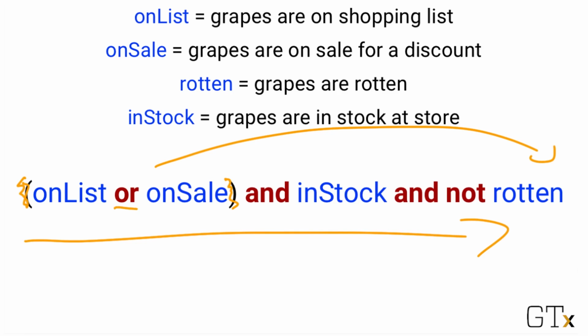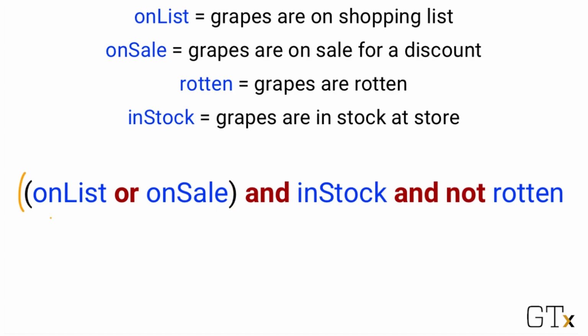If we ended with or on sale, then as long as they were on sale, we would always buy grapes, even if they were rotten, or even if they weren't in stock, although that makes no sense. Because whatever came to the left of the statement would be combined with on sale through that or operator. That will always return true if on sale is true. So it's valuable to use parentheses to organize our statements in ways that make sense. They won't always be necessary, but they often are, and really they're always useful in helping us make sure that things are working the way we expect.